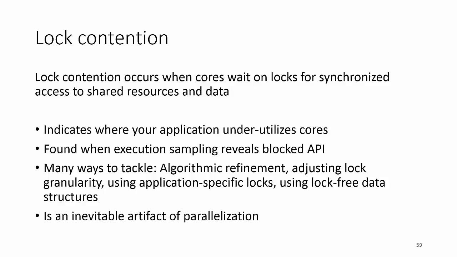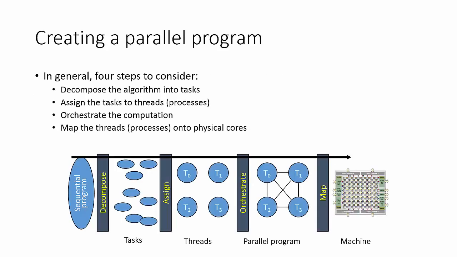In order to find that this is a problem, you use tools. For instance, profilers typically find that when you do profiling, if the code spends a lot of time in blocked APIs, you have lock contention. Several ways to tackle this. You can refine your algorithm to have fewer locks. You can adjust your lock granularity to lock smaller data structures. Use application-specific locks, or preferably use lock-free data structures if possible. It's an inevitable artifact of parallelization, but it's something that you need to be aware of.